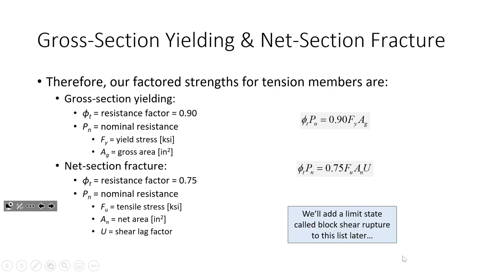That might not seem like a lot. You're only using 0.9. Well, remember, you're backing off the capacities and you're increasing the loads at the same time, because you're doing 1.2 dead plus 1.6 live. So you're doing both. Okay. Now the question is, why are these different? Why is the gross section yielding value 0.9 and why is the net section fracture value 0.75? Why are they different? Well, it goes to what these limit states represent.